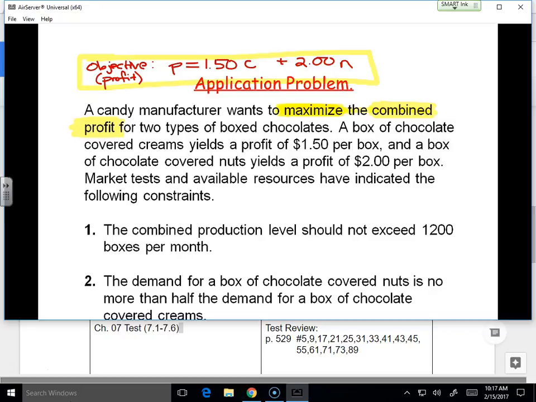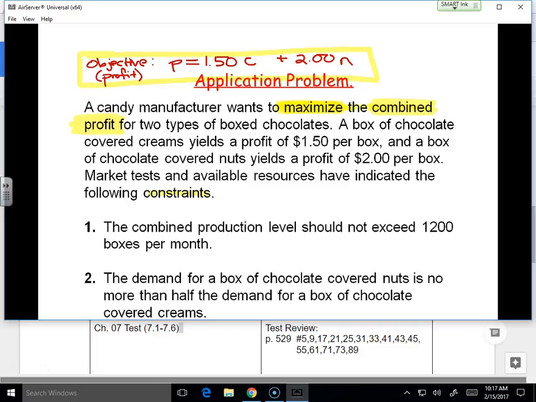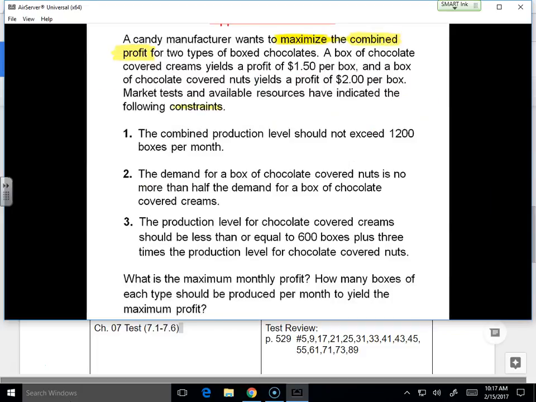Market tests and available resources have indicated the following constraints. Easier constraints. Alright, let's translate our constraints into math. The combined production level should not exceed 1,200 boxes per month. They could be limited by man hours, time, or resources like energy costs, keeping the machinery running, who knows? So, how do we make that a mathematical expression?